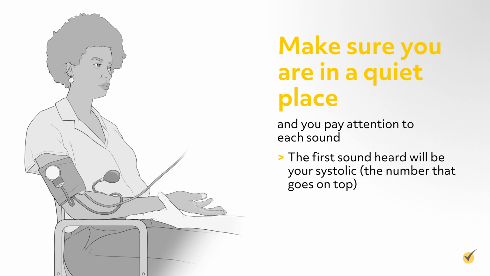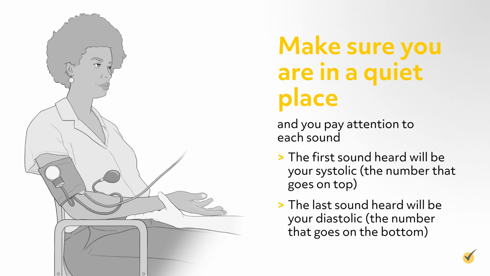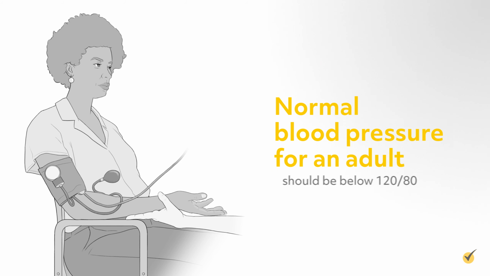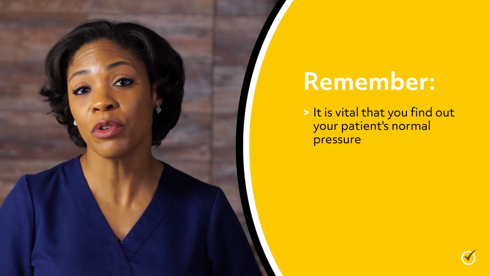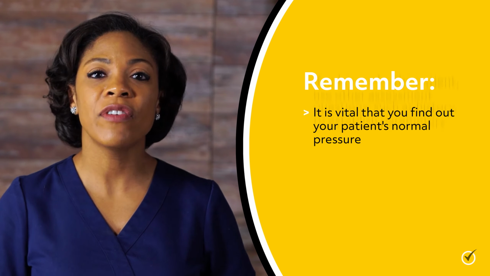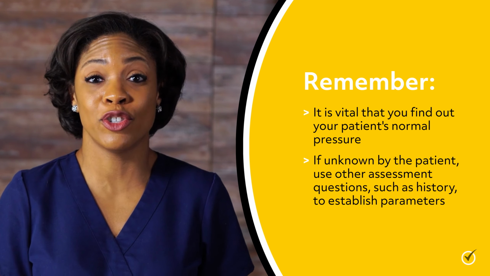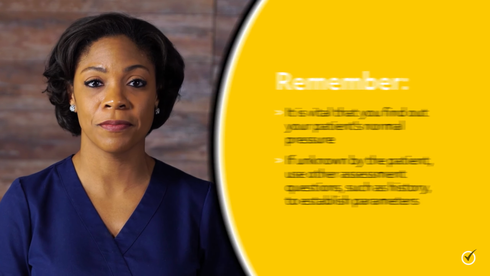The first sound heard will be your systolic, the number that goes on top. The last sound heard will be your diastolic, the number that goes on the bottom. Normal blood pressure for an adult should be below 120 over 80. Remember, it is vital that you find out your patient's normal pressure. If unknown by the patient, use other assessment questions such as history to establish parameters.